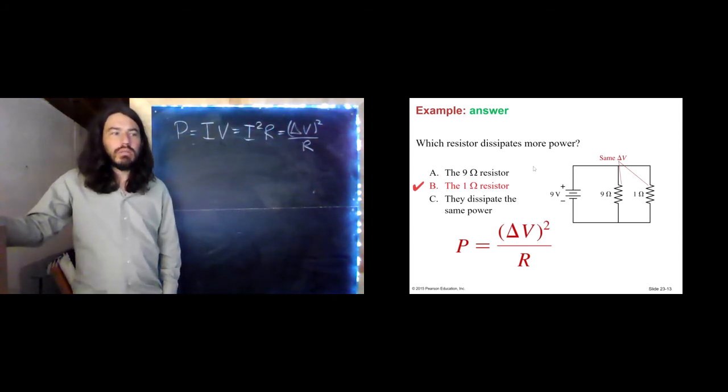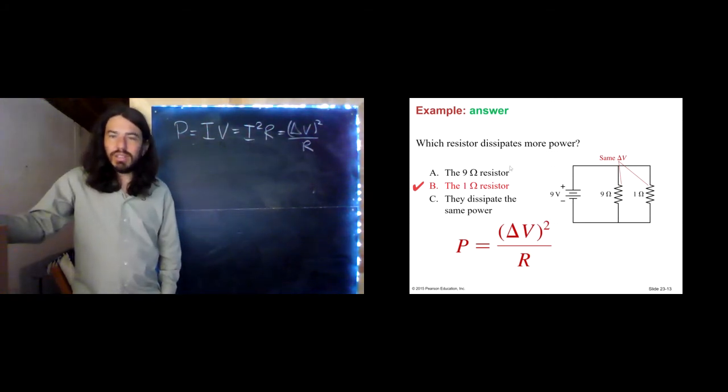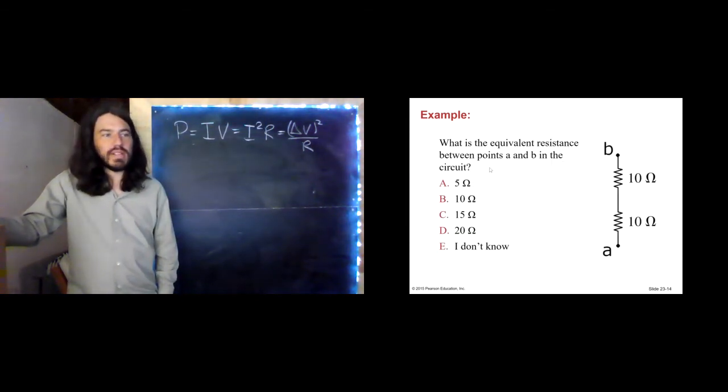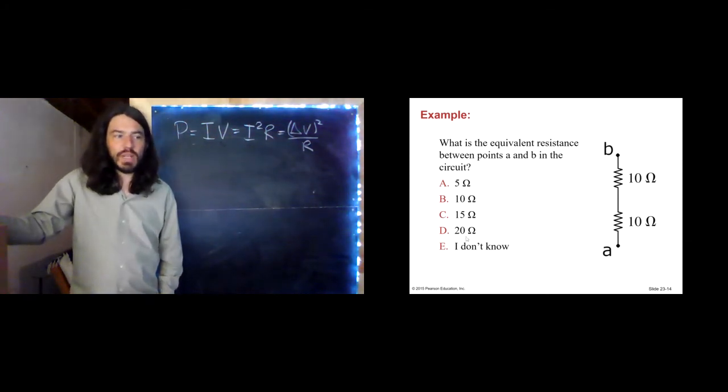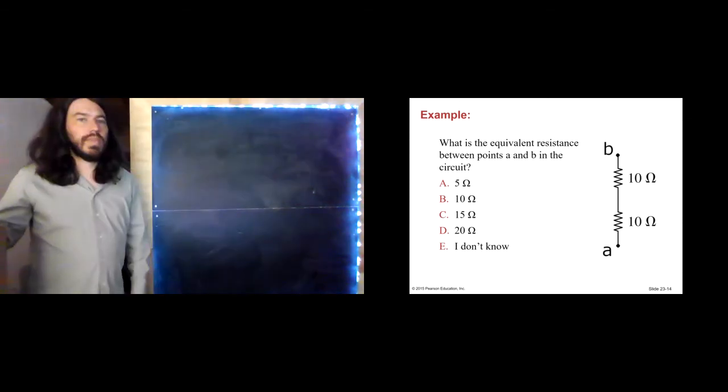So I'd urge you to look at the equations, and even if it seems like a conceptual question, let the equations be the boss. Here's another one. What is the equivalent resistance between A and B in the circuit? Is it 5, 10, 15, 20 ohms? It's not, I don't know, but you can pick that if you want.